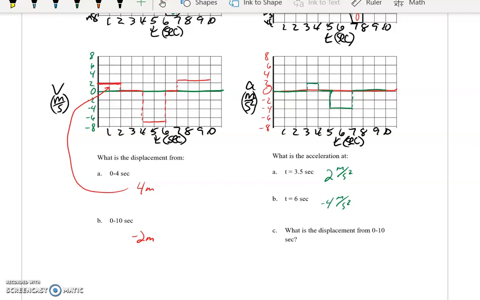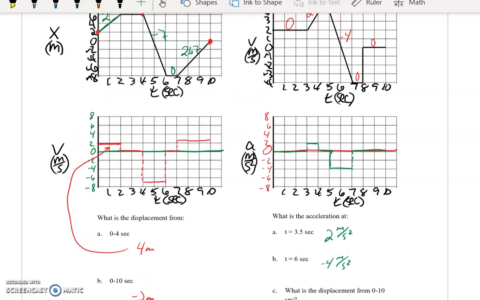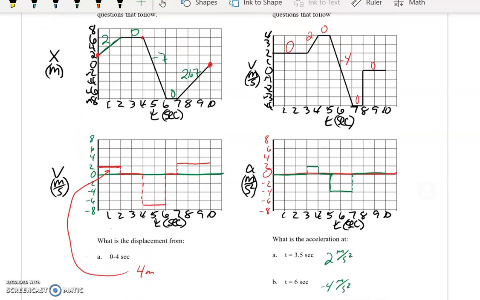For the displacement from 0 to 10 seconds, we can look at our velocity time graph. We need to find the area between the x-axis and our graph line all the way from 0 to 10 seconds. So I'm going to trace 0 on the graph, and in orange I'm going to shade in the areas we need to find.